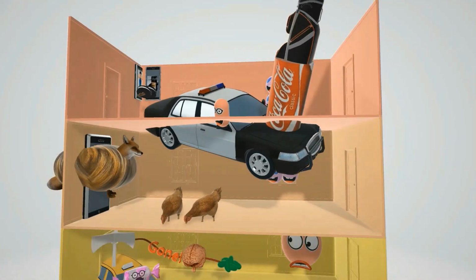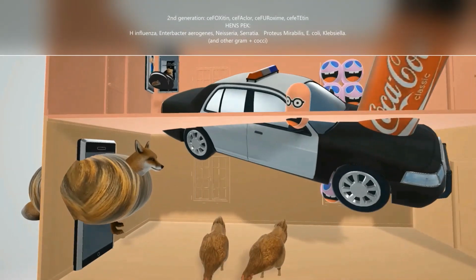Okay, what do second generation cephalosporins include? Let's take a look at this cell phone over here. Here we see a cell phone with a fox, cell phone fox, for cefoxitin. But this fox is very fat, for cefaclor, and he's also got a lot of fur, for cefuroxime. Okay, we'll give him some tea, for cefotetan. So this reminds us that second generation cephalosporins include cefaclor, cefoxitin, cefuroxime, and cefotetan.